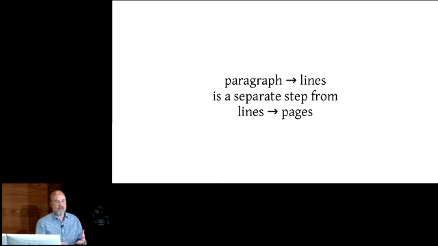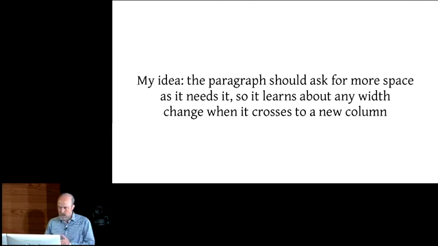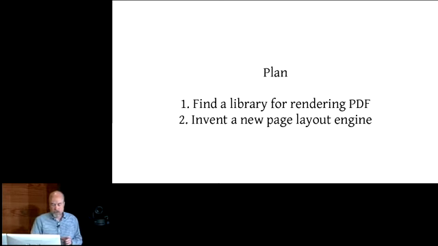You can't support graphic designers that on the front page of the article have a single wide column to accommodate an image, but then on the inside have a double column. My idea was that the paragraph should ask for more space as it needs it, so it learns about any width change when it asks for more space and has to cross to a new column. I wanted to see if I could get that working, because that would be a real advance over what TeX had been able to do.